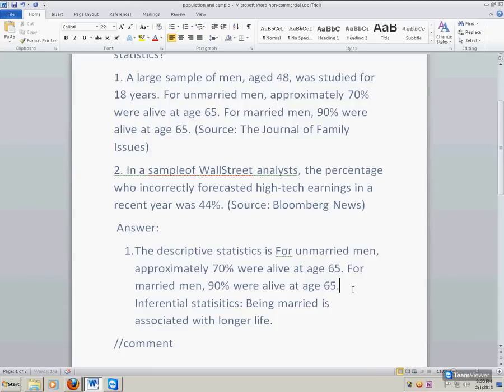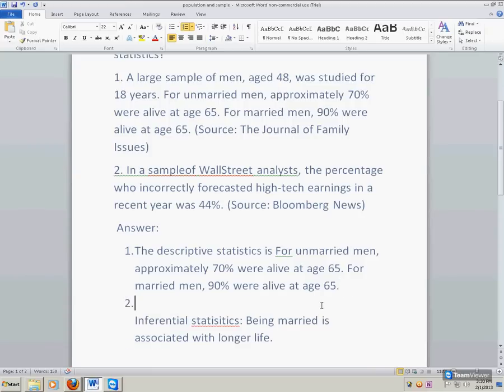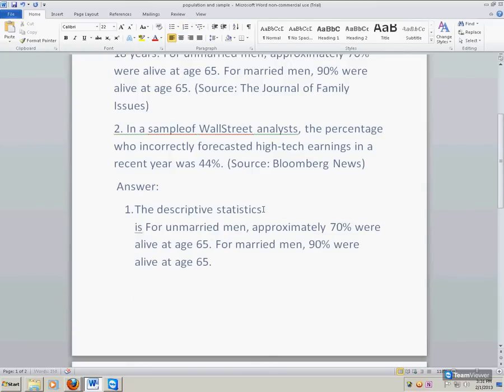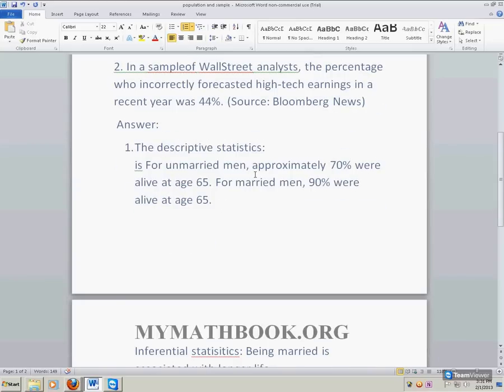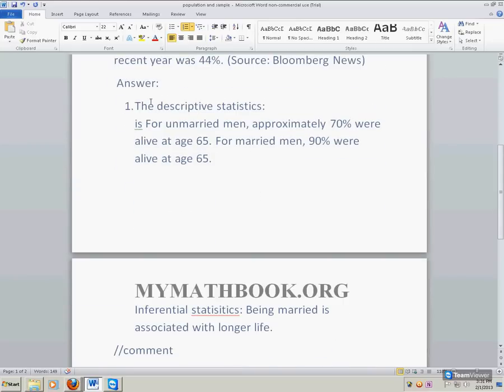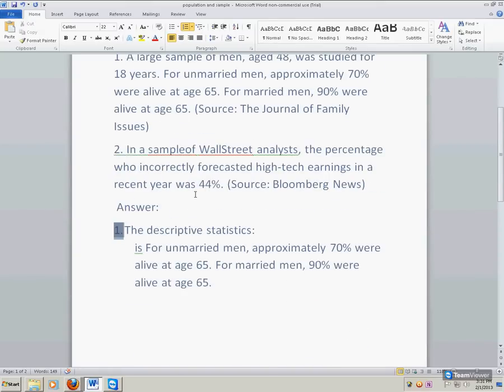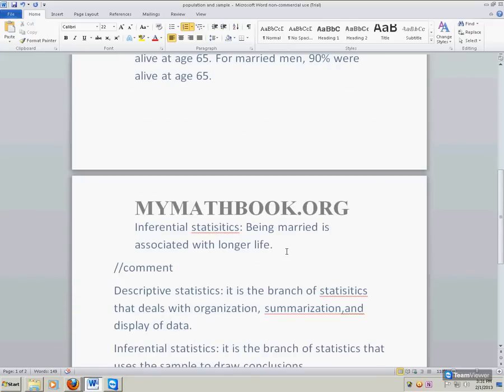So let me actually space it up a little bit so that it doesn't become cumbersome here. So this is the descriptive statistics for the first question, and this is going to be the inferential statistics for the first question. So let's go ahead and do the second question. That's going to be question number two.